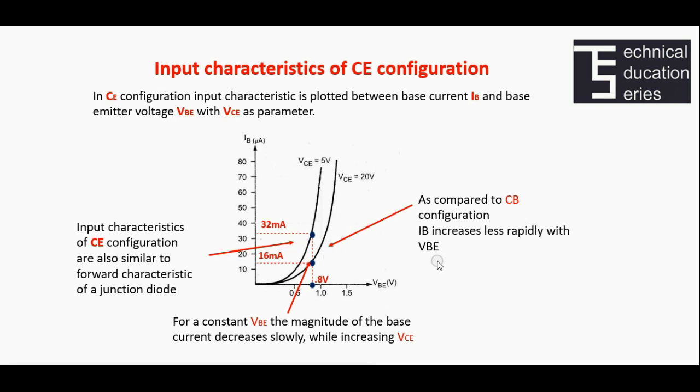While increasing the VCE, the depletion layer within the base will be increased. While increasing the depletion layer, the effective base width will be reduced and the number of electron hole combinations taking place within the base will be reduced. This causes the base current IB to reduce.